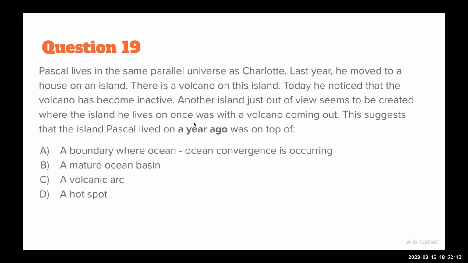Last year, he moved to a house on an island. So that's already a clue, right? We probably know it's going to be something we know about. There's a volcano on the island. Volcano island sounds an awful lot like a volcanic arc, right?